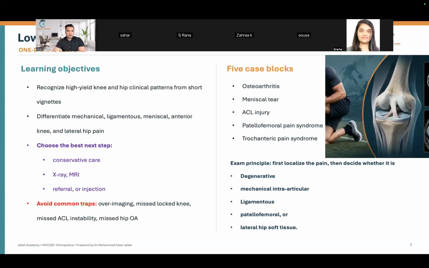Lower limb orthopedics for MCQ 1, the learning objectives are obviously the same thing. What are the cases that we are covering? We are going to focus on osteoarthritis, meniscal tear, ACL injury, patellofemoral pain syndrome, and trochanteric pain syndrome. An example principle: first localize the pain, then decide whether it is degenerative, mechanical, intra-articular, ligamentous, patellofemoral, or lateral hip soft tissue.